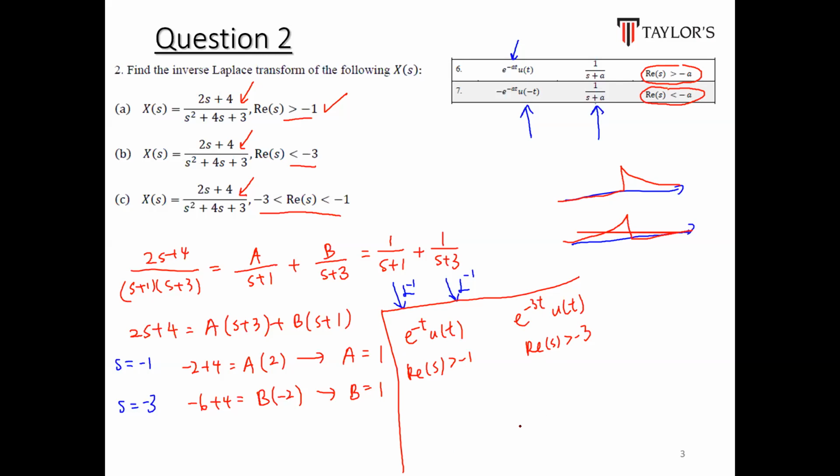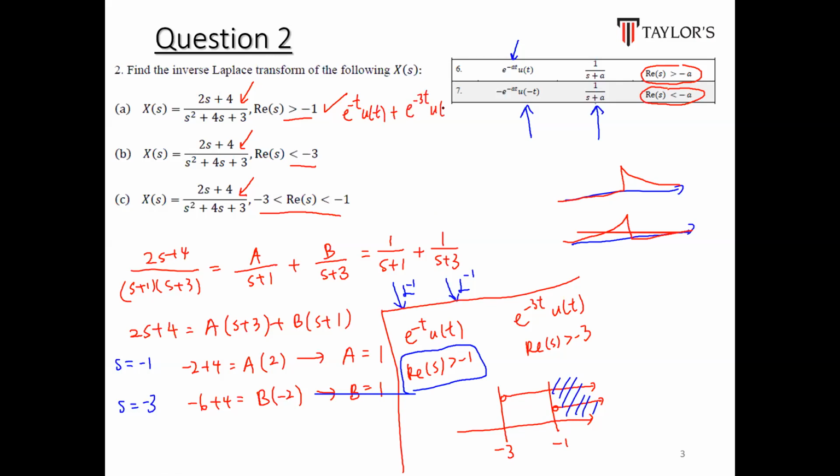And if I combine these two, this is negative 3, this is negative 1, it must be greater than negative 1, it must be greater than negative 3. So it ends up to be here. So I just need real part of s to be greater than negative 1. Then I satisfy this equation. So you can conclude that the first answer is actually e to the negative t u(t) plus e to the negative 3t u(t), because the region of convergence is satisfied for both of them.